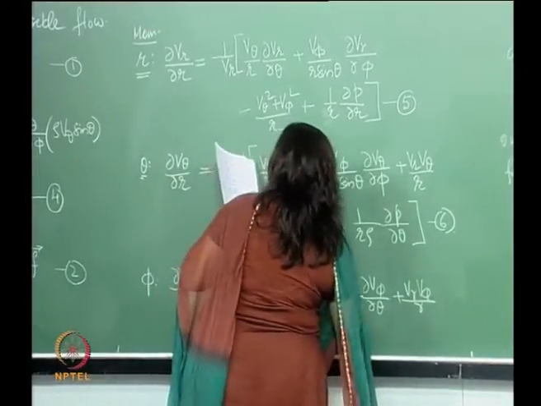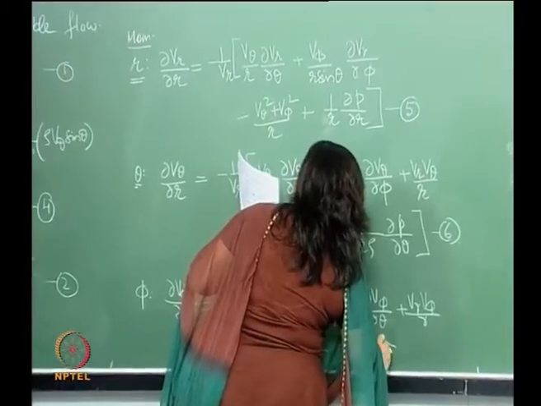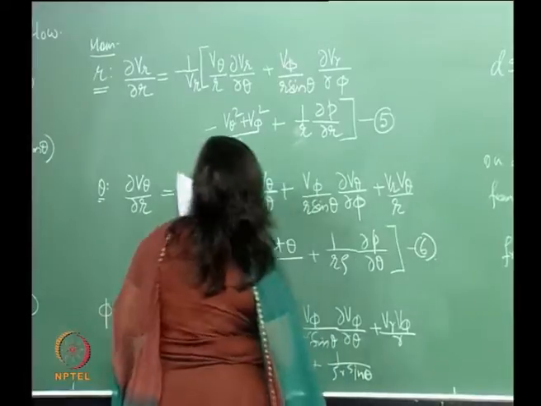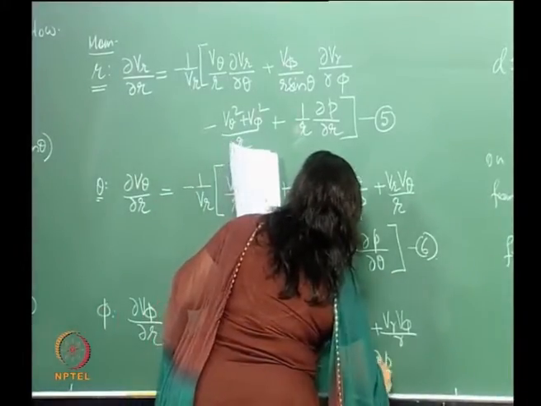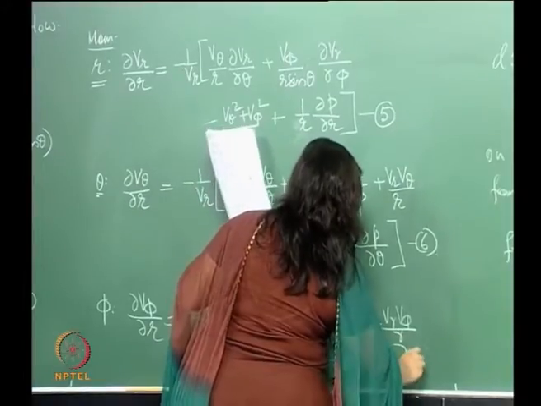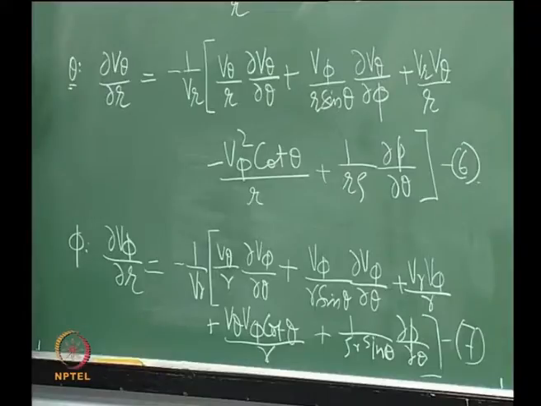Plus, the handwriting is really bad. That's it. So, that is how the momentum equations look in the r, theta and phi directions.